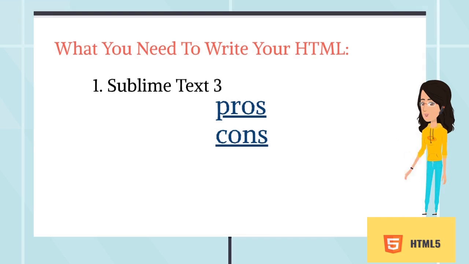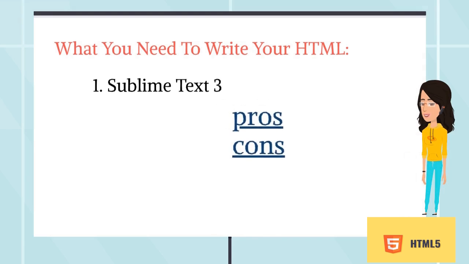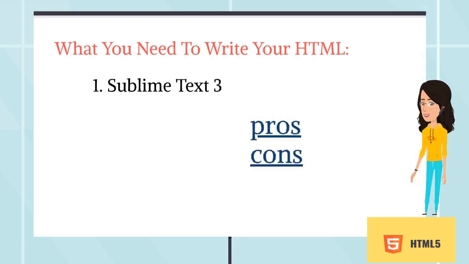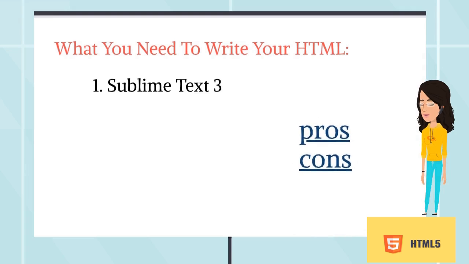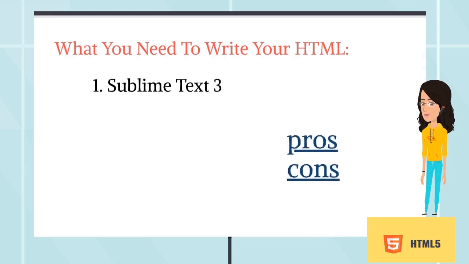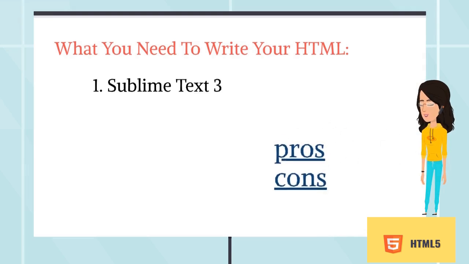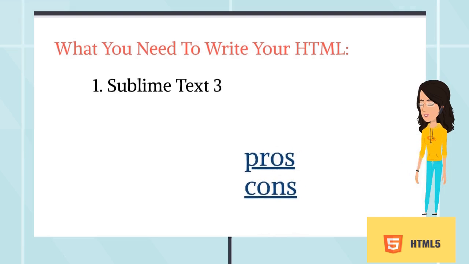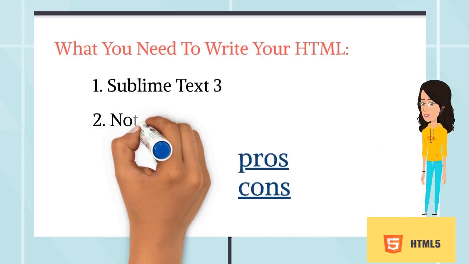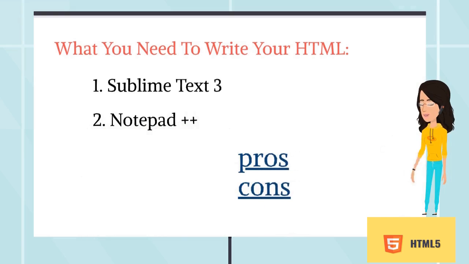Sublime 3 has a mini preview window also, and there are some pros and cons. Pros are easily customizable, beginner friendly, and a pleasant color scheme to choose from. Disadvantages are that you can't print a document or code, and there is no toolbar or dashboard available. And the other is Notepad++. I also use this for HTML purposes.